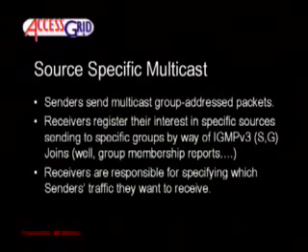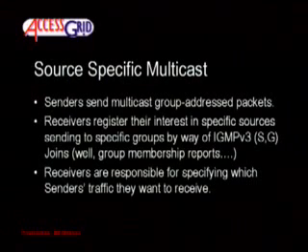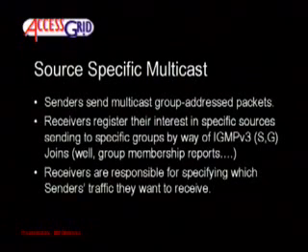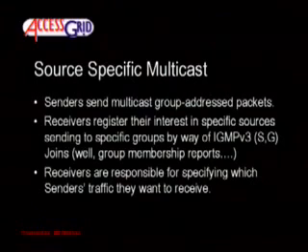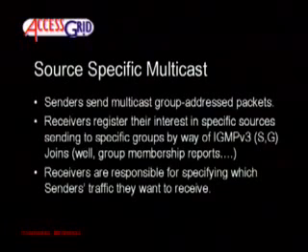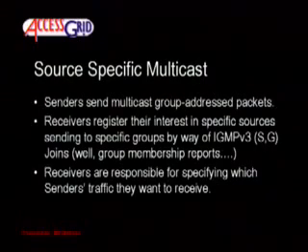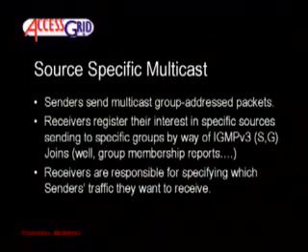The network does not need to know where all the sources are because the receiver is telling the network, hey, I want the traffic from this source that's addressed to this group. The receivers are responsible for specifying which sender's traffic they want to receive. This is the crucial difference. In any source multicast, it's the network's job to keep track of where all the sources are for a group. In source-specific multicast, it's the job of the application to keep track of where all the sources are, or any source that the receiver is interested in listening to.